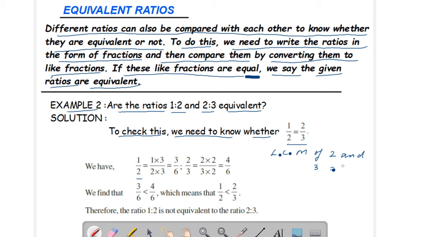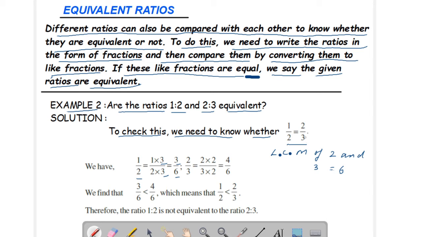it is 6. If we take the first fraction 1/2, here divide the LCM, that is 6, by 2. You will get 3. We multiply 1/2 by 3, both in numerator and denominator. See here, 1 into 3 is 3, and 2 into 3 is 6. So this fraction becomes 3/6.